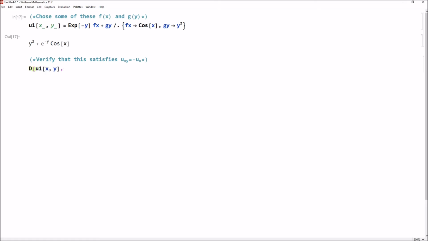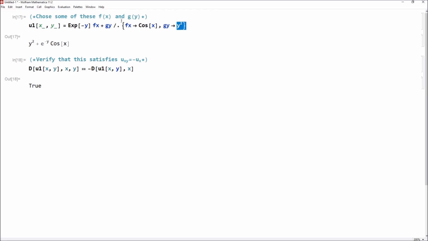I'm going to take the derivative of this first with respect to x, and then with respect to y, right? So here's the left-hand side, this is u_xy. Okay, and I really better make sure that this equals negative the partial derivative of u1 of x, y, my solution, with respect to x, right? Great, so here we go. This should check if the left-hand side equals the right-hand side, and hey, look at that, it's true.